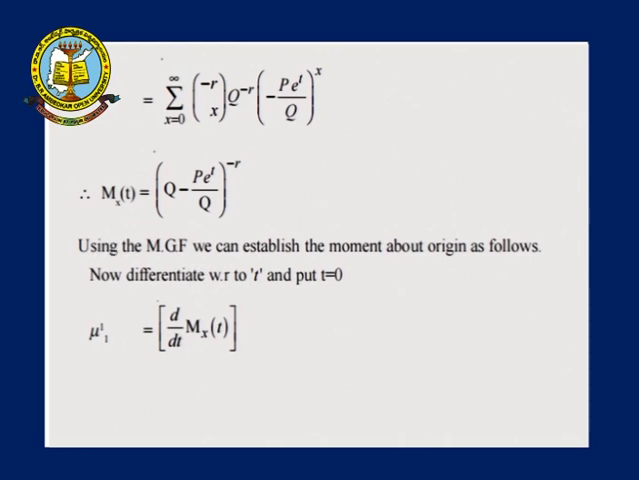Using the moment generating function, we can establish the moment about origin as follows. Now, we differentiate with respect to t and put t equal to 0. If I differentiate with respect to t, we will get the mean of the negative binomial distribution, that is mu 1 dash. Mu 1 dash is equal to d by dt of M_X(t). So differentiate with respect to t and put t equal to 0, we get the first order moment of the negative binomial distribution.